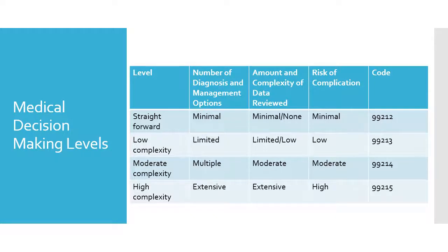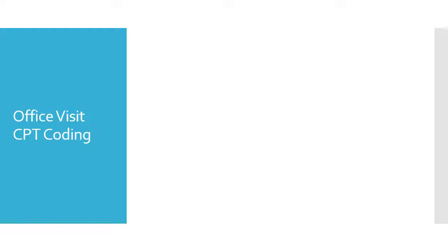This is a summary of the medical decision-making process. It shows how the different levels are chosen based on the number of management options, the complexity of the data, and the risk for complication. The hard part now is you just have to figure out how to pull it all together.